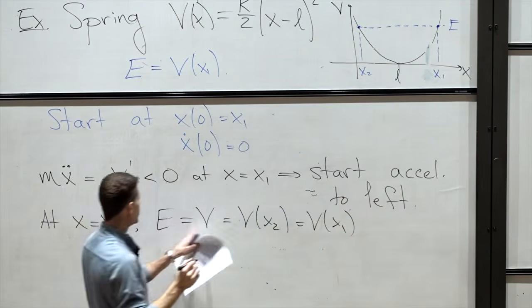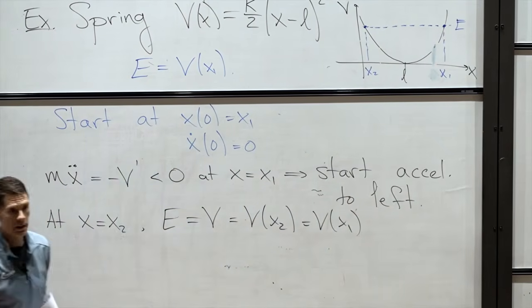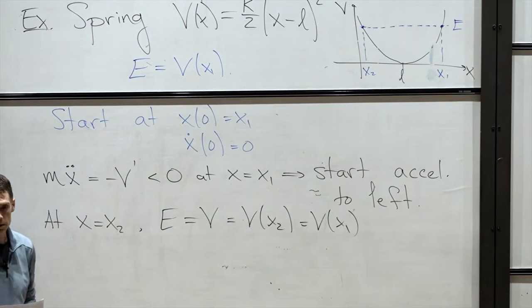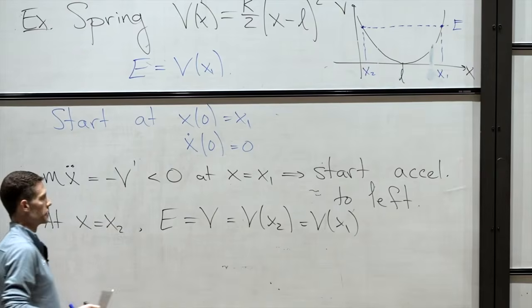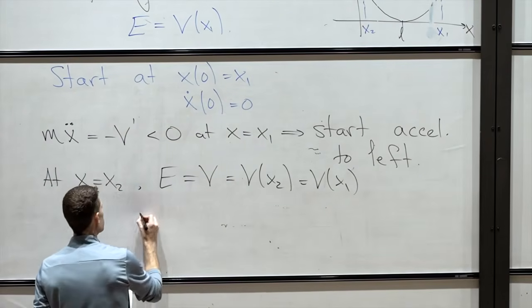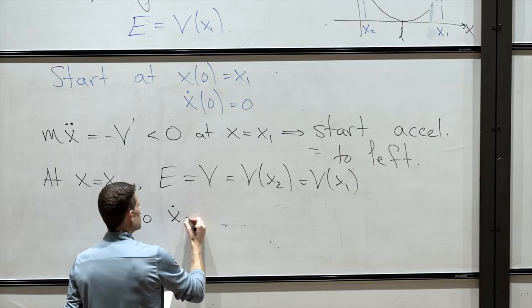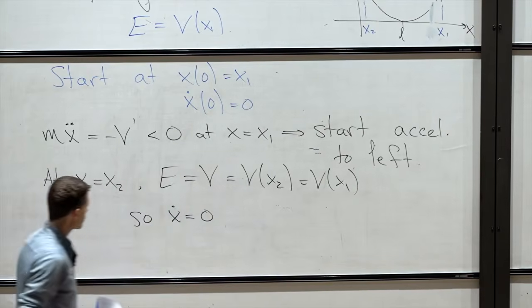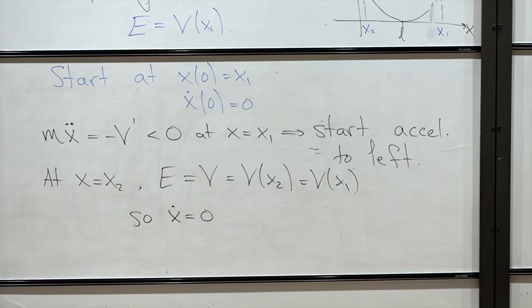So you can write it that way, right? E is V, which is V of x2, because that's V of x1. And therefore, at x2, it must be the case that x dot equals 0 at that point. So now the object has stopped, and we kind of imagine that it's going to go back the other way, but why must it go back the other way? Why not just hang out right there at x2?